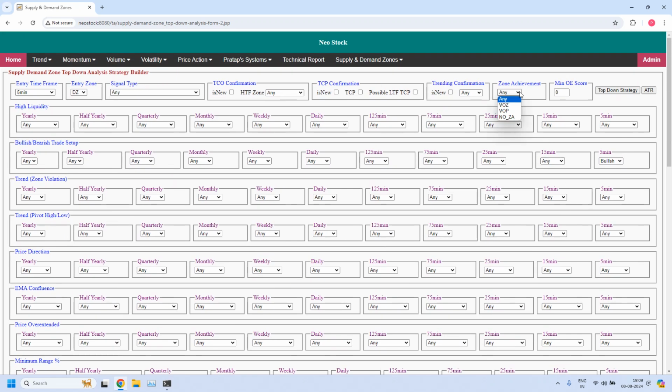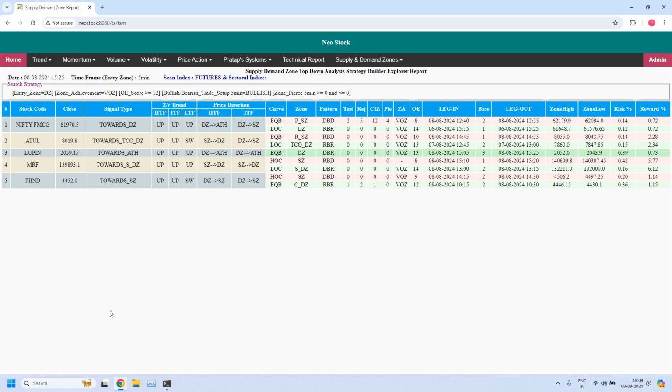And zone achievement should be violated opposing zone. Minimum odd enhancer score should be 12. All the three filters are applied to 5 minutes demand zone. Now let us filter the stocks. Currently only 5 stocks are supporting bullish trade setup for hourly income trade.